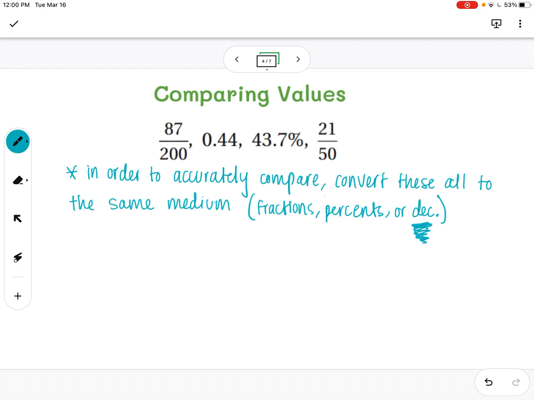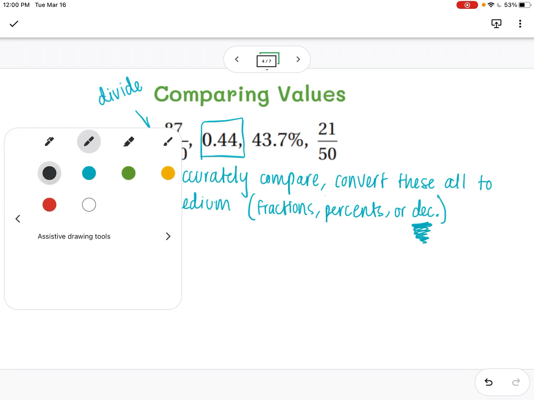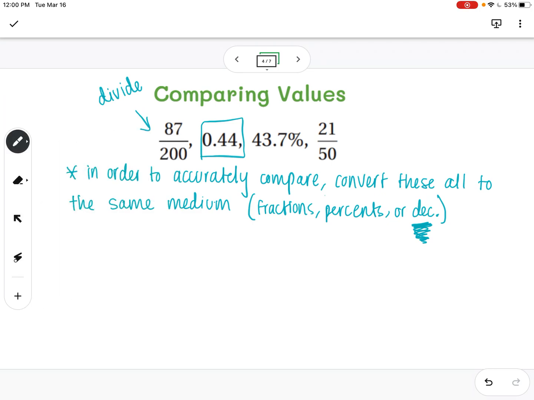All right. So I already have one decimal right here, 0.44. I'm going to convert the rest of these to decimals because it's really straightforward, right? We know in order to convert a fraction, we just divide. So how easy is that going to be? I'm just going to pull out my calculator and I'm going to do 87 divided by 200.